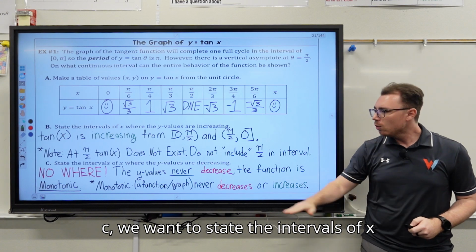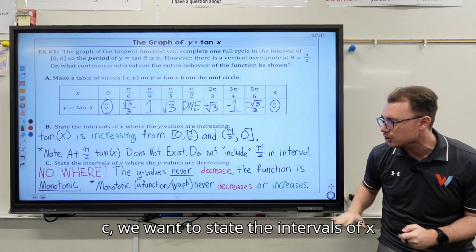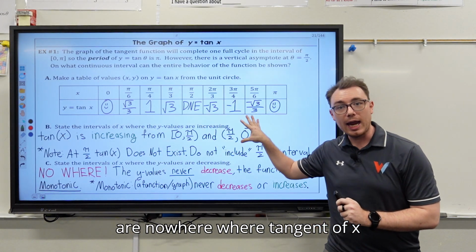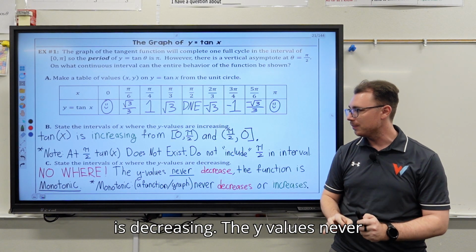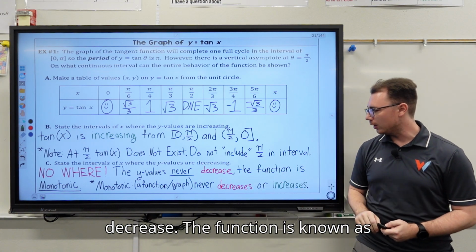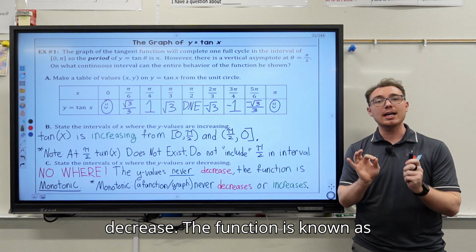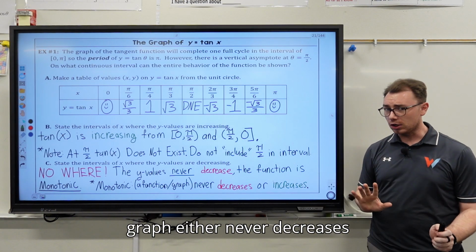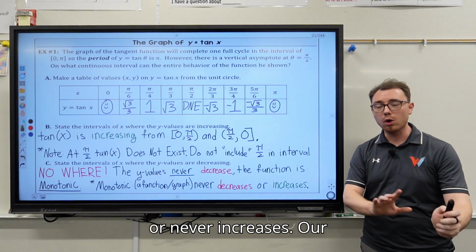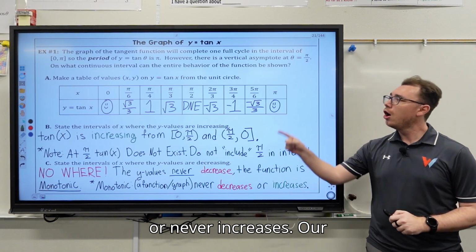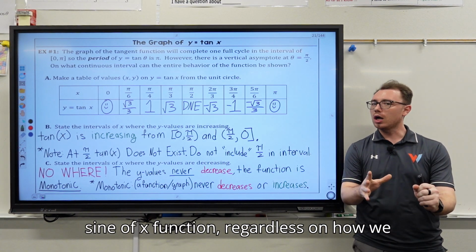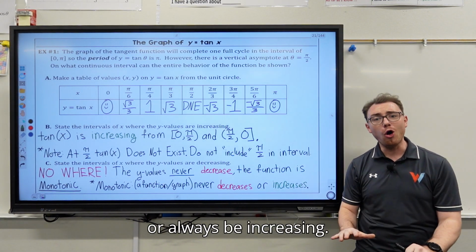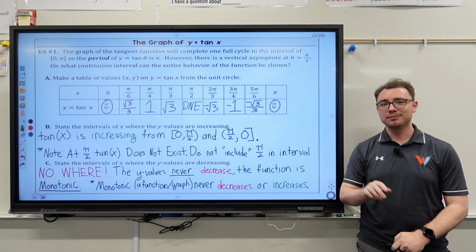For part C, we want to state the intervals of x where the y values are decreasing. There are nowhere where tangent of x is decreasing. The y values never decrease. The function is known as monotonic. A monotonic function or graph either never decreases or never increases. Our tangent of x function, regardless of how we change it, will always be decreasing or always be increasing.